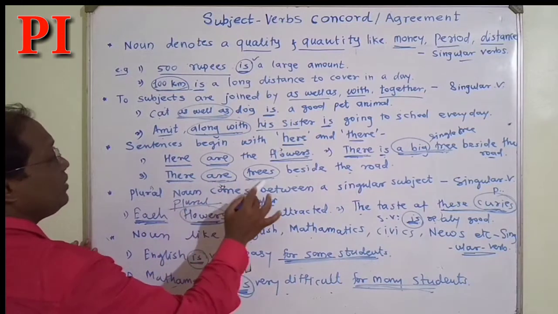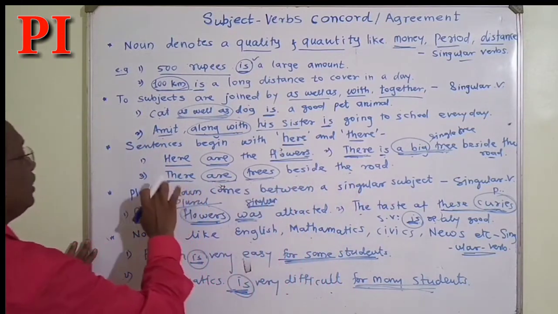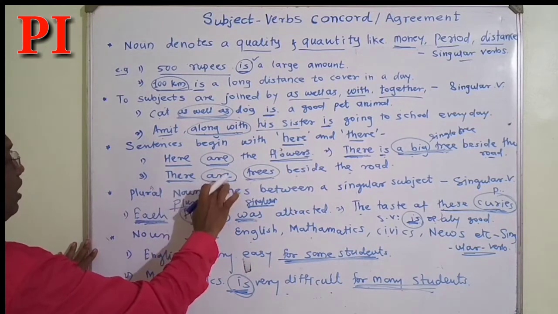Then: "There are trees beside the road." Here many trees are beside the road. That's why we use "are" here.